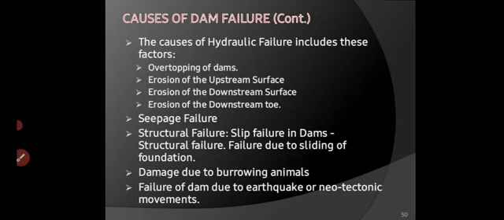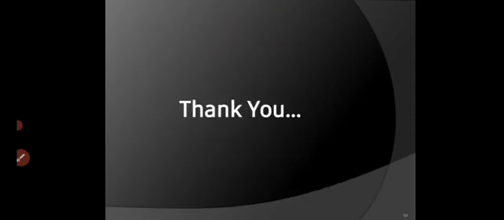The causes of hydraulic failure may include overtopping, erosion of the upstream surface, erosion of the downstream surface, and erosion of the downstream toe. Then seepage failure, structural failure, slip failure in the dam, structural failure due to sliding of the foundation, damage due to burrowing animals, and failure of the dam due to earthquake or neotectonic and tectonic movement. So these are the causes of failure of earthen dams.